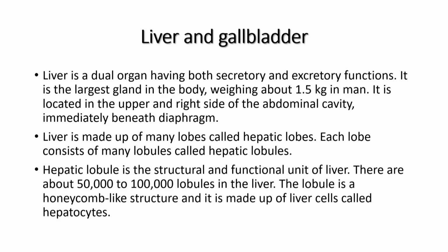Liver and gallbladder. Liver is a dual organ having both secretory and excretory functions. It is the largest gland in the body, weighing about 1.5 kilograms in man. It is located in the upper and right side of the abdominal cavity, immediately beneath the diaphragm. Liver is made up of many lobes called hepatic lobes. Each lobe consists of many lobules called hepatic lobules. Hepatic lobule is the structural and functional unit of the liver. There are about 50,000 to 100,000 lobules in the liver. The lobule is a honeycomb-like structure and it is made up of liver cells called hepatocytes.